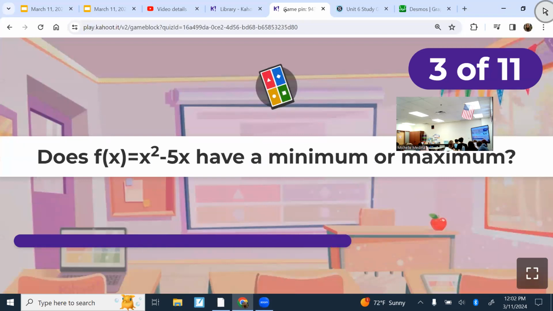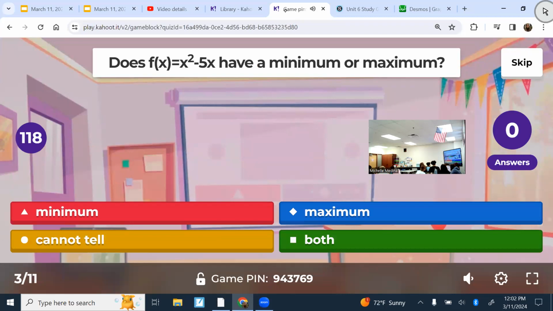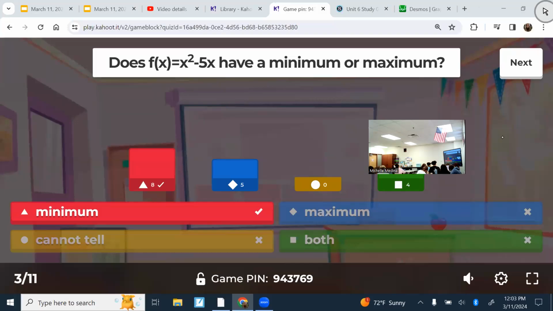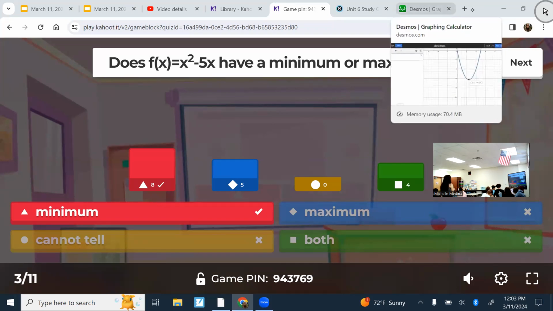Does x squared minus 5x have a maximum or minimum? Does it have a minimum or a maximum? On your test, even if you have no clue what's going on, even if you don't care about your grades, pick one. Maximum or minimum. It didn't say that it could be nothing, neither, or both. Just pick one.